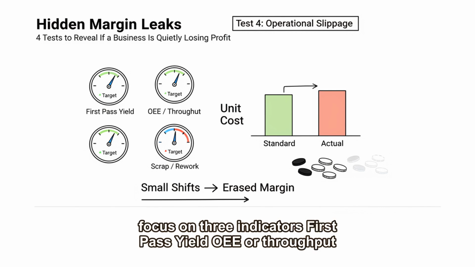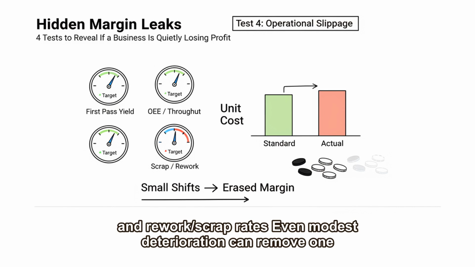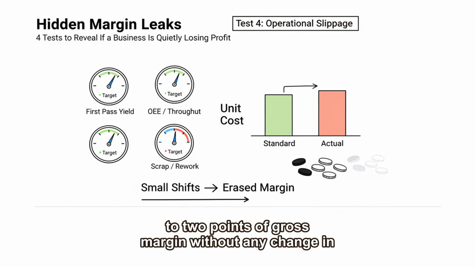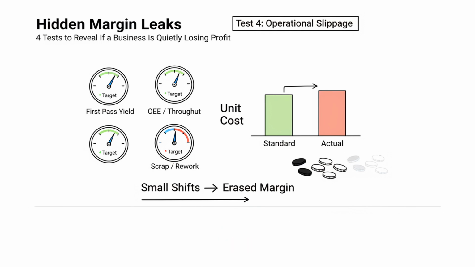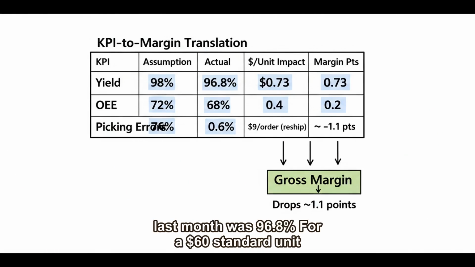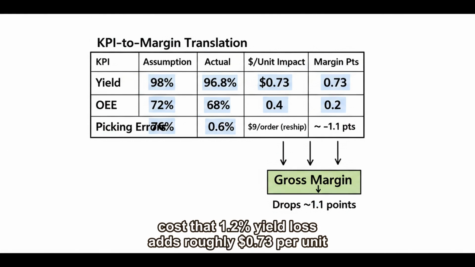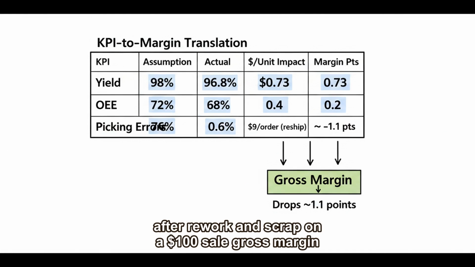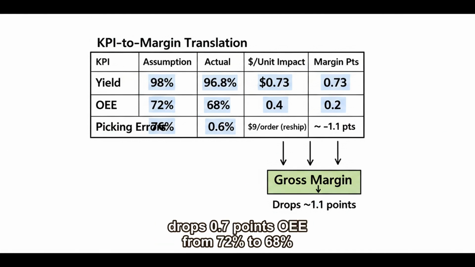We'll focus on 3 indicators: first pass yield, OEE or throughput, and rework/scrap rates. Even modest deterioration can remove 1 to 2 points of gross margin without any change in price. Quantify the impact. Example: standard cost assumes 98% yield, last month was 96.8%. For a $60 standard unit cost, that 1.2% yield loss adds roughly 73 cents per unit after rework and scrap. On a $100 sale, gross margin drops 0.7 points.